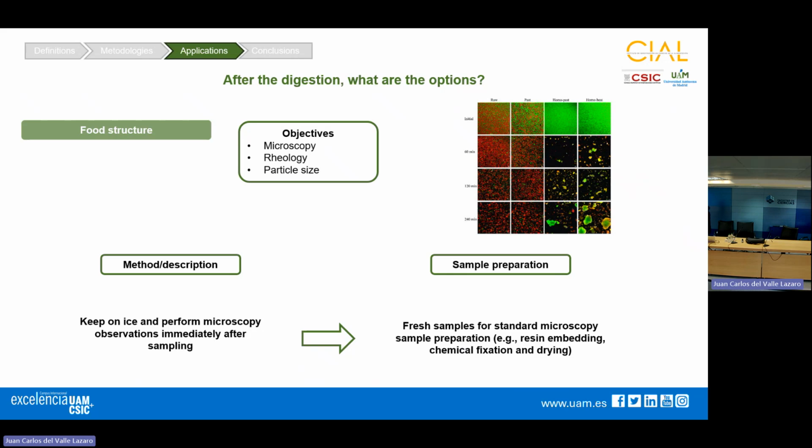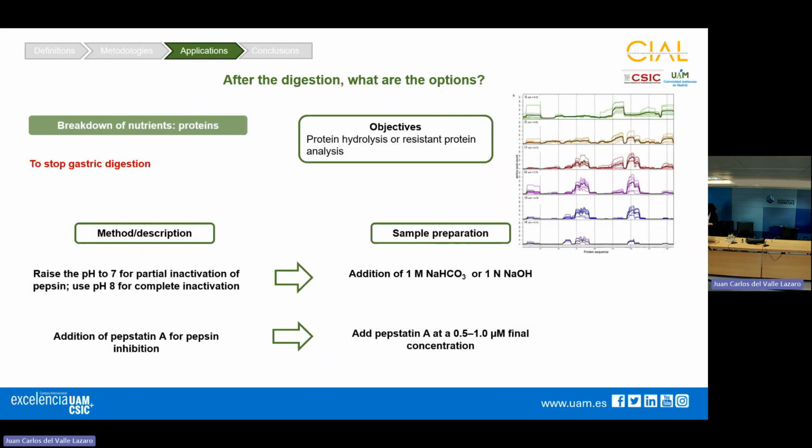How would you treat your samples after you run the digestion? Just keep them on ice, and as soon as possible, run to the microscopy lab and take your pictures. That will be easy, right? But what happens if you're looking at protein digestion? You might be interested in looking at what happened after the stomach phase. In that case, you can use inhibitors, for example, or you can raise the pH as well, because gastric digestion occurs with pepsin. Pepsin is an enzyme that is active at pH 3, right? If we raise the pH, then we are going to inactivate it.